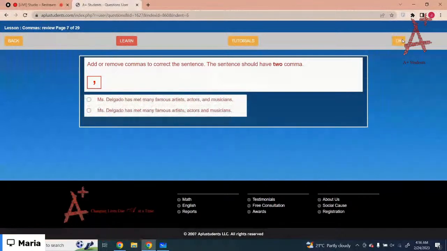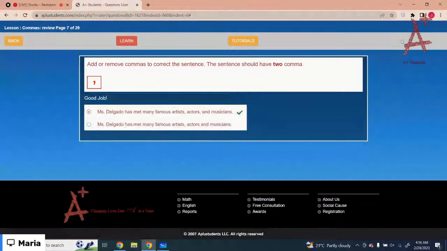Miss Dado has met many famous artists, actors, and musicians. So which option is the correct one? Option number one is the correct option. Got it? You have to put a comma after every item, so you have to put a comma after artists, actors, and actors as well.